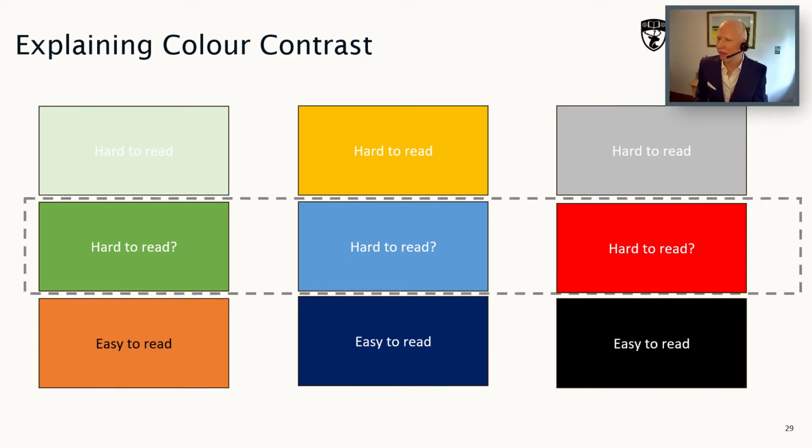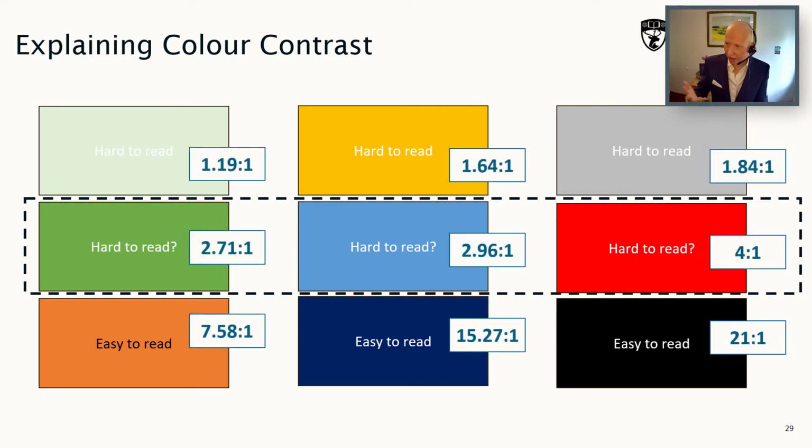But what about that middle row? Some might find it easy to read, some might disagree. How do we know how much contrast is sufficient? Well, the Web Content Accessibility Guidelines, which you might hear us shortening to WCAG, provide a calculation for assessing color contrast. The result is a number or a ratio with a number, and the higher the number, the better. So I've revealed the contrast ratios for these boxes.